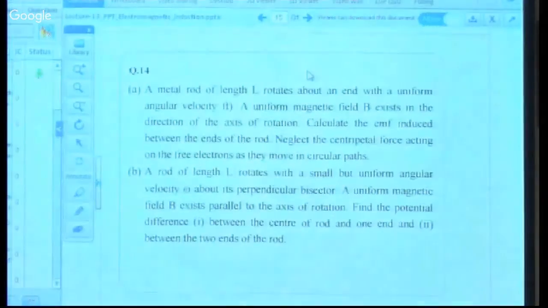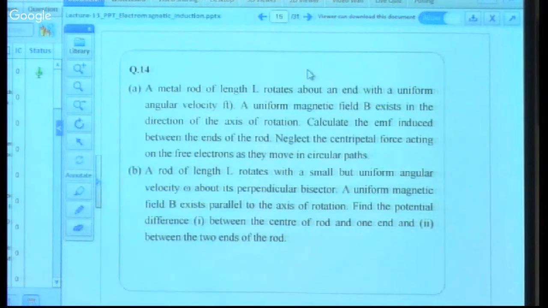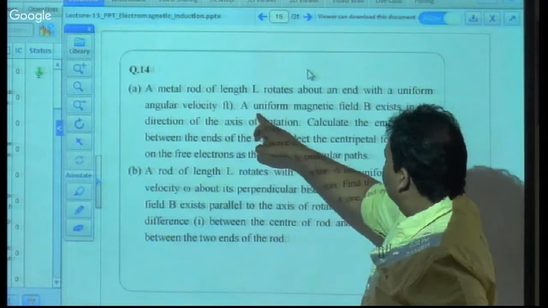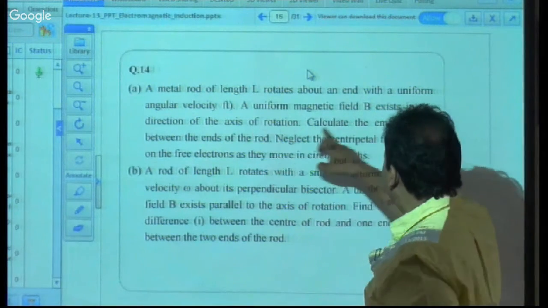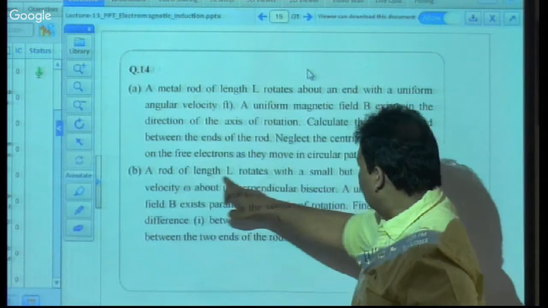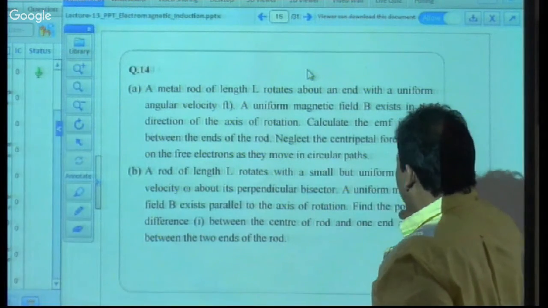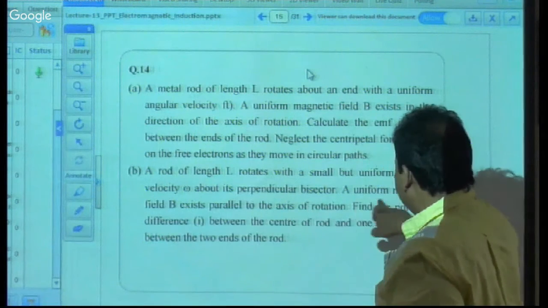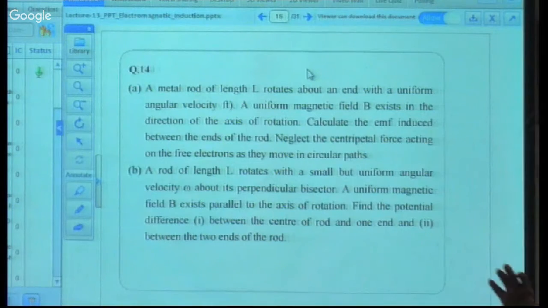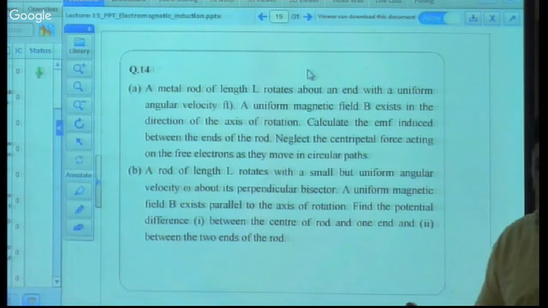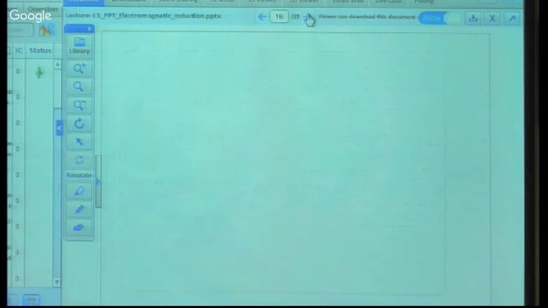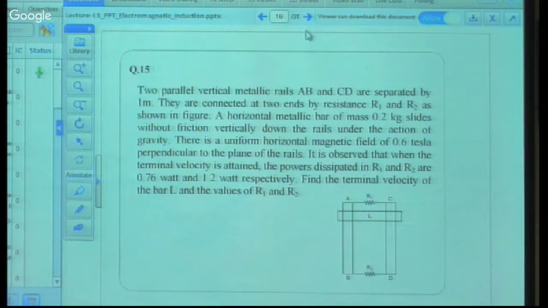ये तो हम कर लेंगे. See the first question. A metal rod length L rotates about end. A uniform magnetic field B exists in the direction. Calculate the EMF induced. आज किया हमने. A rod length rotates with a small but uniform angular velocity omega perpendicular to the bisector. A uniform magnetic field. Find the potential difference निकाल लेंगे हम. हो जाएगा ना? Same question, बिल्कुल similar question. Next. Nice question.